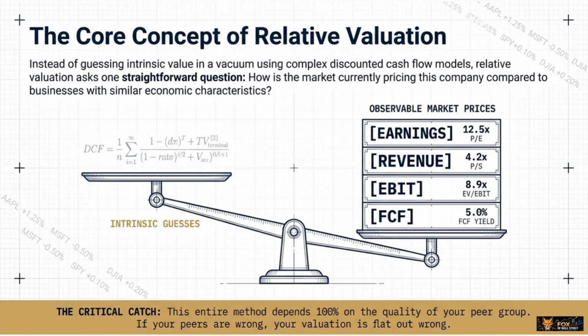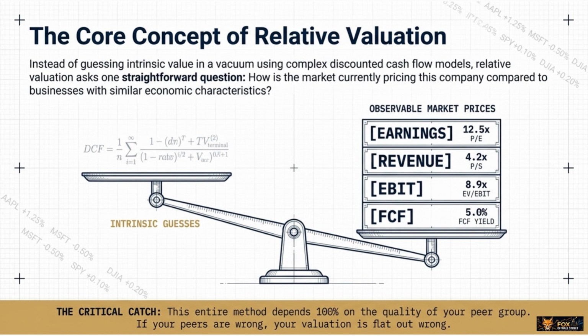So let's get clear on what relative valuation actually is. At its core, it asks a pretty straightforward question. How is the market currently pricing this company compared to other businesses that have similar economic characteristics? Instead of trying to guess intrinsic value in a vacuum using super complex discounted cash flow models, we're using observable, real-world market prices. We compare those prices against financial measures, things like earnings, revenue, EBITDA, or free cash flow.